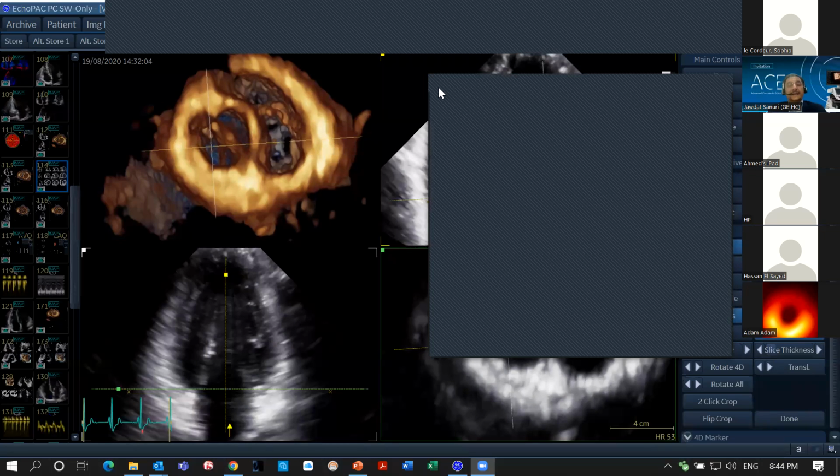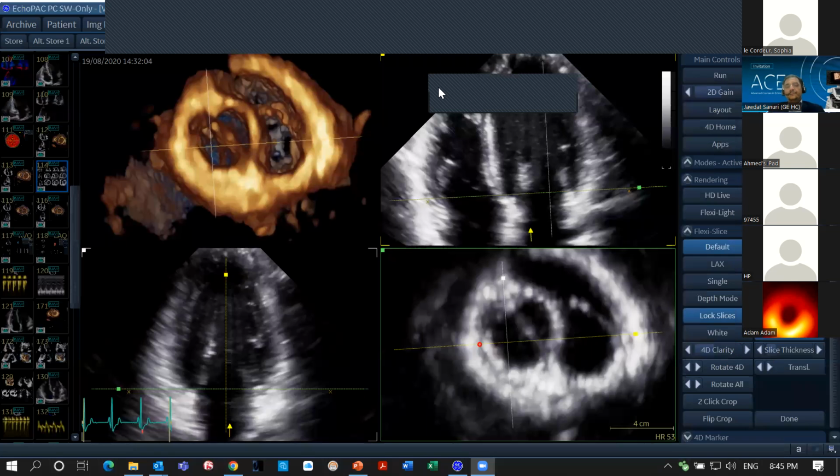I think left atrial quantification is not possible in TEE, and aortic valve quantification is not possible in transthoracic. These are the only two, but the rest are validated for both. So RV is validated for transesophageal and transthoracic. LV volume is validated for transesophageal and transthoracic, but not the strain. And also mitral valve and tricuspid valve are validated for both transesophageal and transthoracic as well.